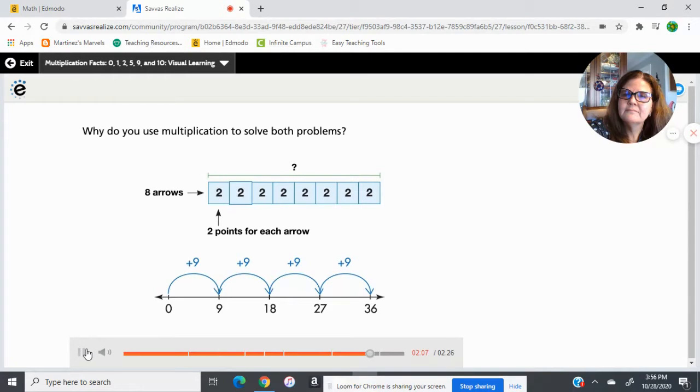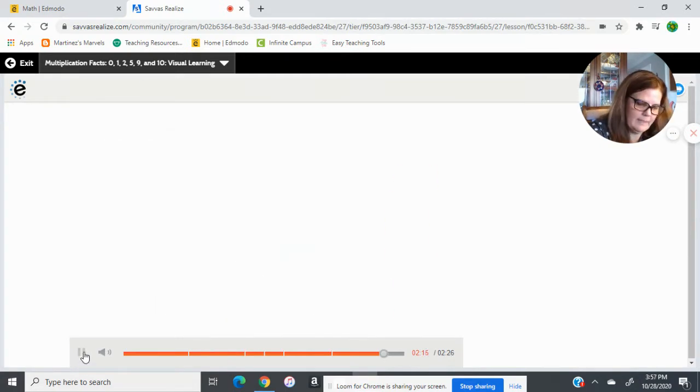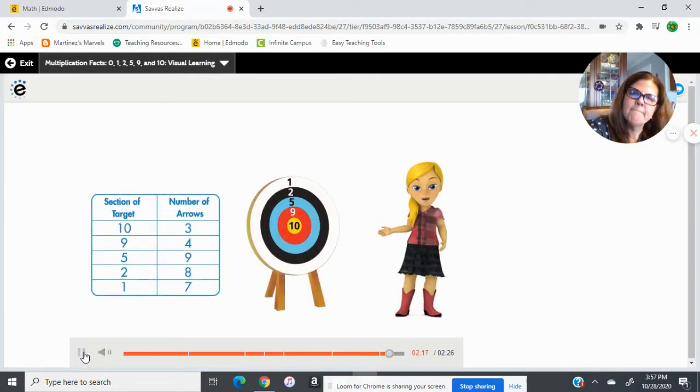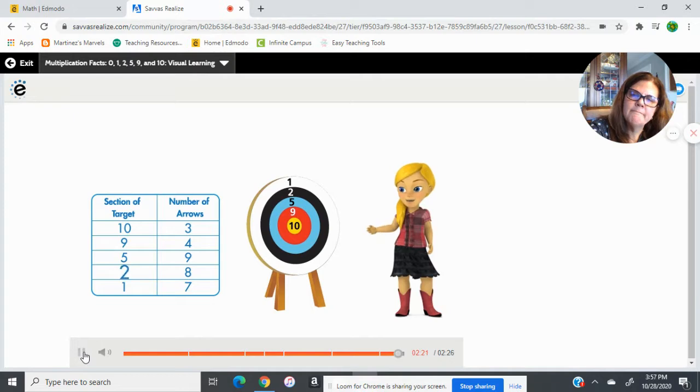Why do you use multiplication to solve both problems? Because we can skip count with equal groups a lot faster than just adding every single one of them up. So it's more efficient. It's faster that way. To solve both problems, I am counting equal groups. I look at the table and I see 8 groups of 2 and 4 groups of 9.